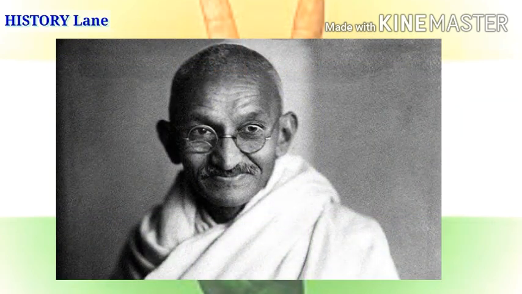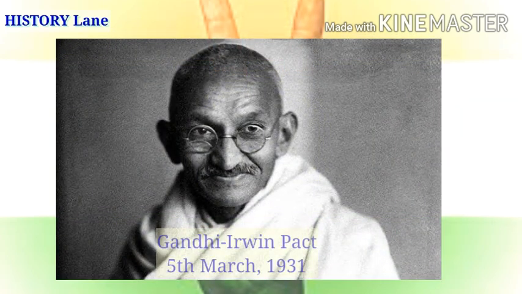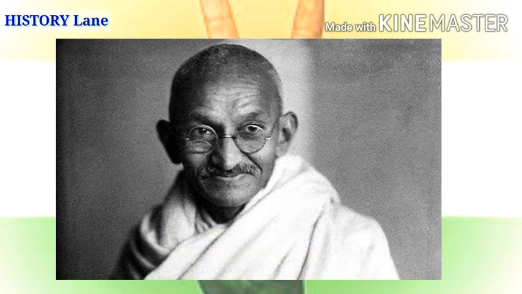Fearing that the situation may get totally out of control, Mahatma Gandhi entered a pact with the Viceroy on 5th March 1931. By this pact, Mahatma Gandhi agreed to call off the civil disobedience movement and participate in a round table conference to be held later that year. In return, the Viceroy, Lord Irwin, promised the release of all political prisoners.